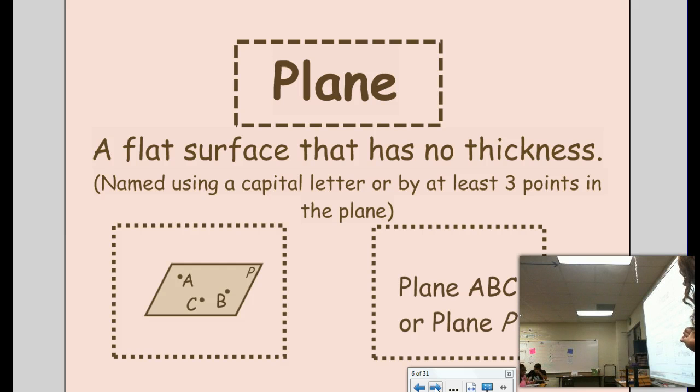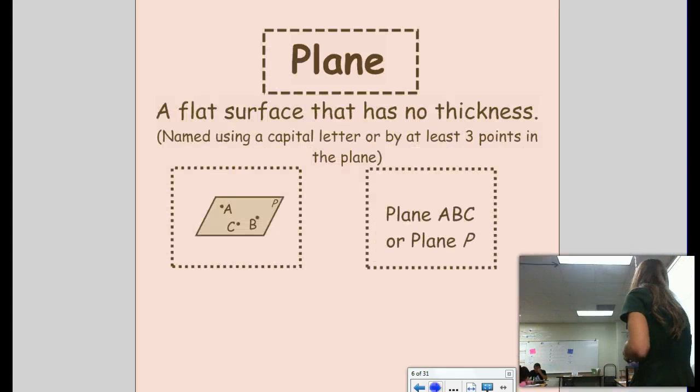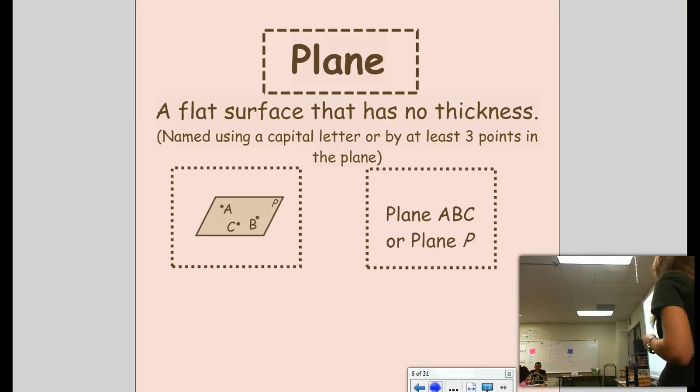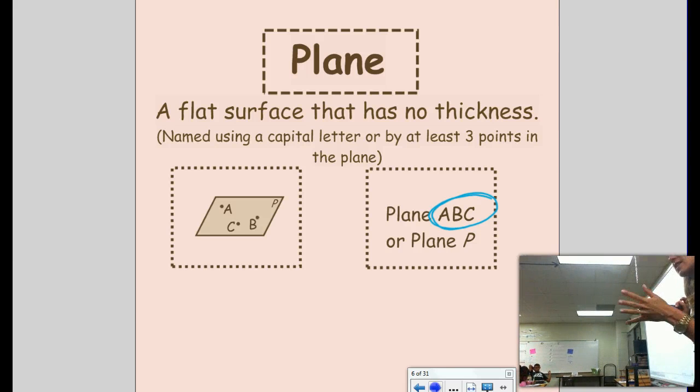Now, to name a plane, I'm just warning you, there's two different ways that you could name a plane, so it's kind of confusing. Most of the time, we're going to name it with 3 capital letters, plane A, B, C. But every now and then, sometimes, someone might name it with 1 italicized letter.